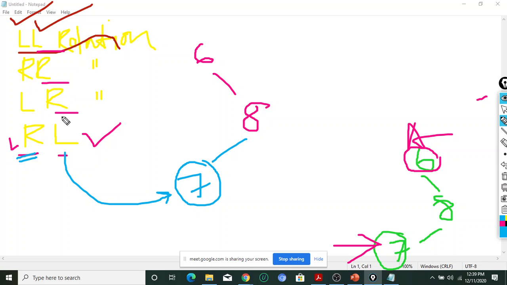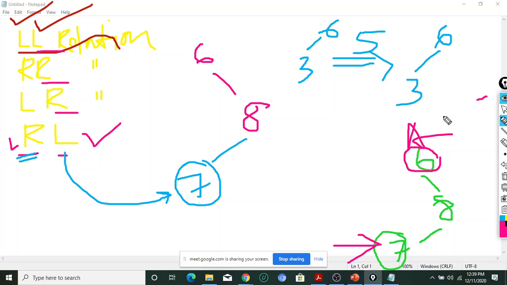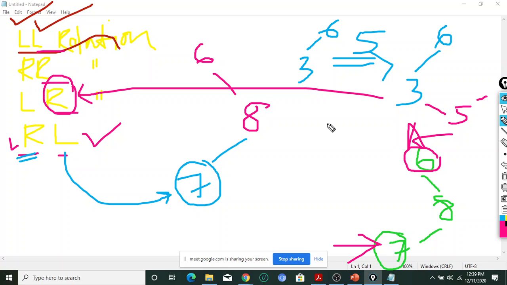And LR, what does it mean? LR means left subtree right. For example, this is 6, this is for example 3. This was my previous example. And if I want to insert any node, for example 5, then what will happen? This will be 6, this will be 3, and this is the next node which I am going to insert at 5. So this is LR. So inserted into right. Try to understand: inserted into right of left subtree.